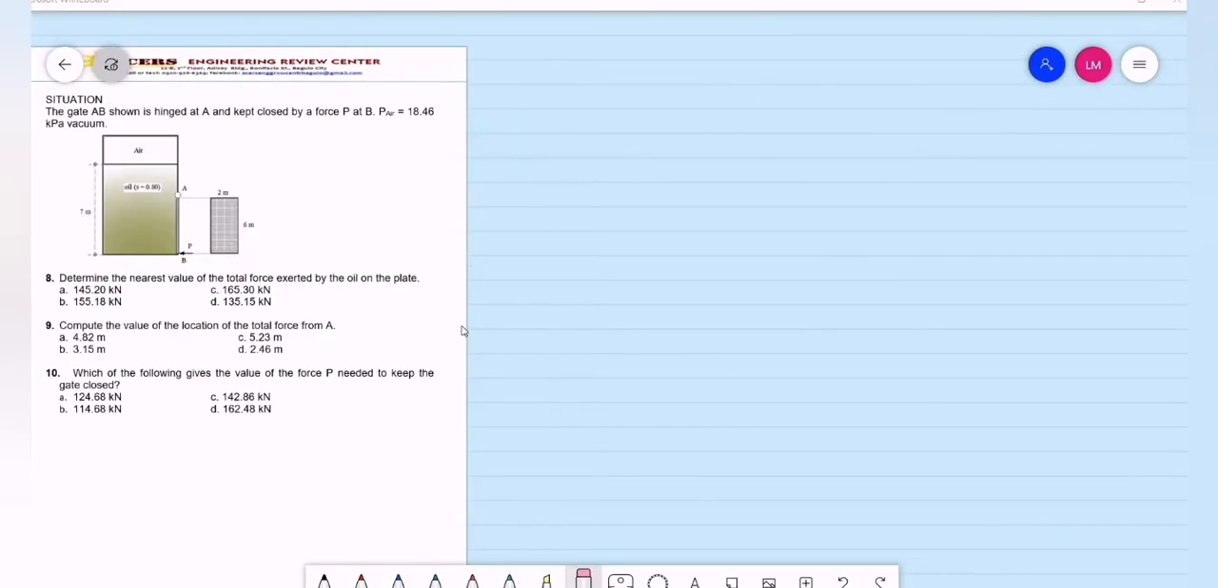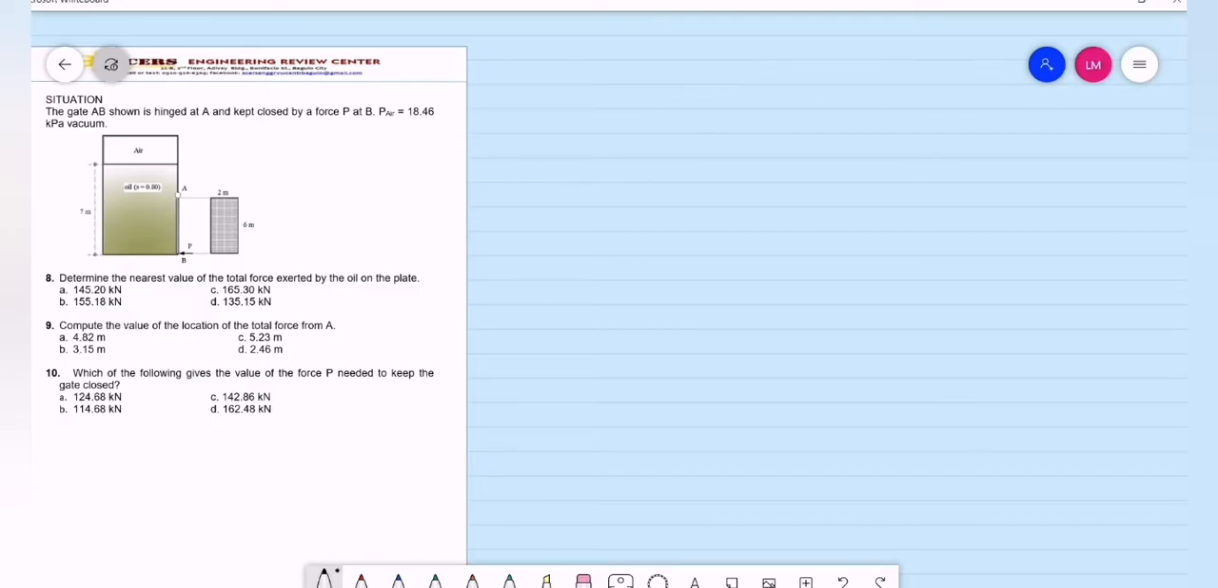So let's try this problem. This is for item number 8 to 10. Situational problem. The gate AB shown is hinged at A and kept closed by a force P at B. So P air is equal to 18.46 kilopascals vacuum. So that is the pressure of the air inside the tank. Number 8, determine the nearest value of the total force exerted by the oil on the plate.